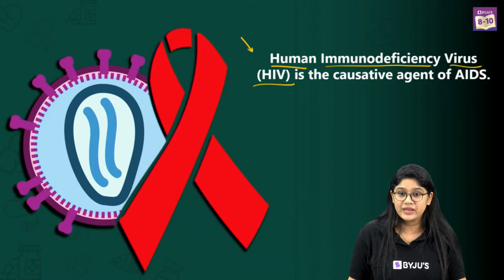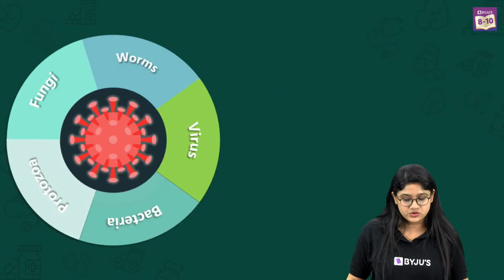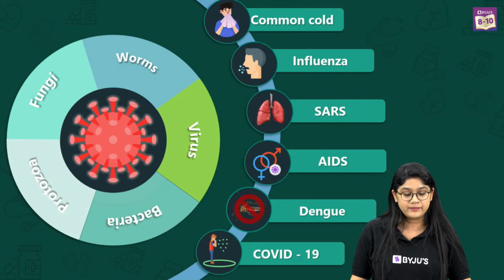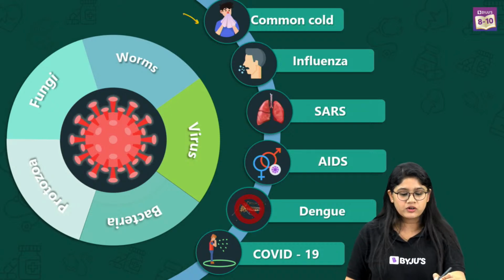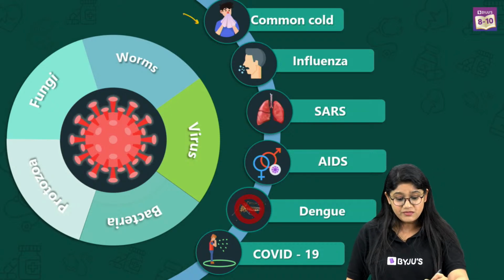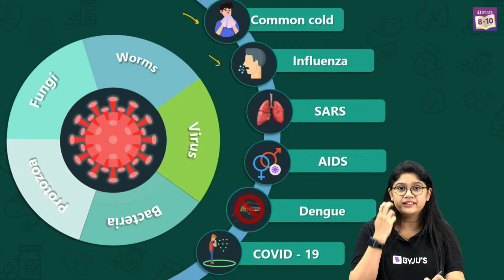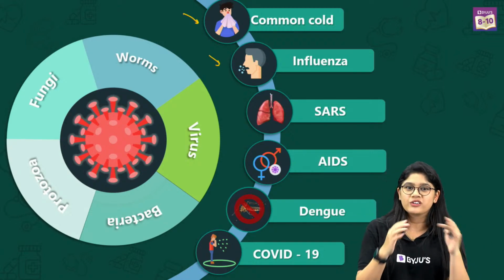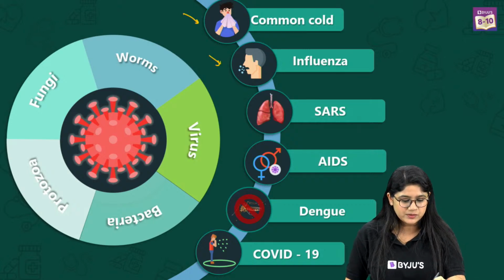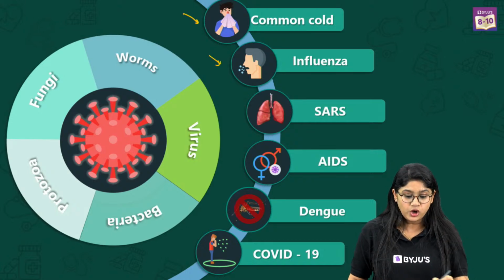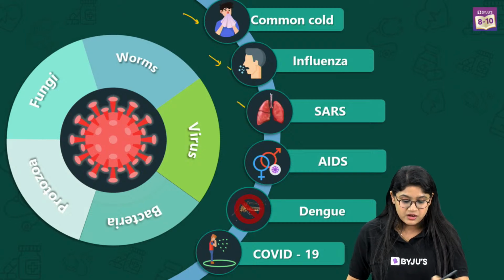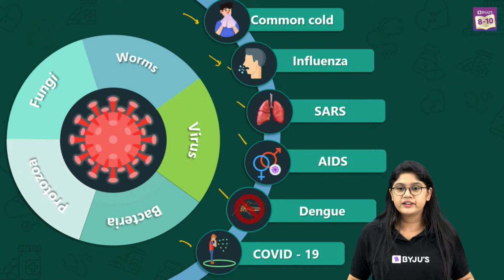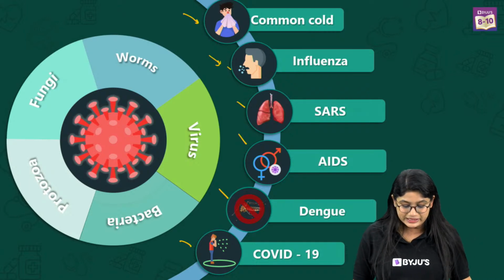Right? Amazing. So when we talk about the virus, over here we have lots of diseases that are caused by them. We have the common cold, right? I'm sure you're aware about that. Then, of course, we have influenza. Of course, what happens in the common cold, we all know, runny nose, right? Something similar we have, not so similar, in influenza. We have SARS, we have AIDS, we have dengue, of course, and then the latest addition over here is COVID-19.